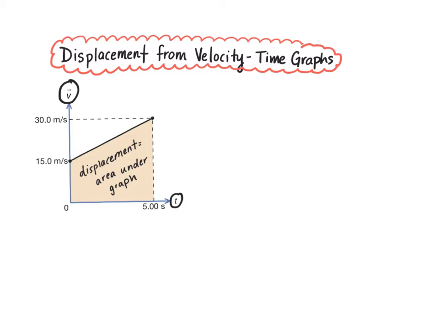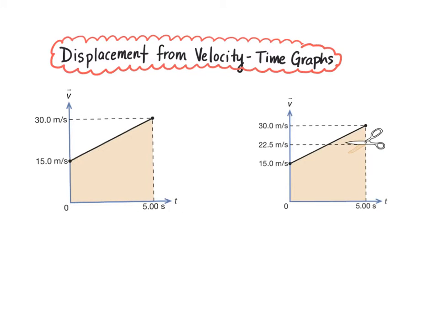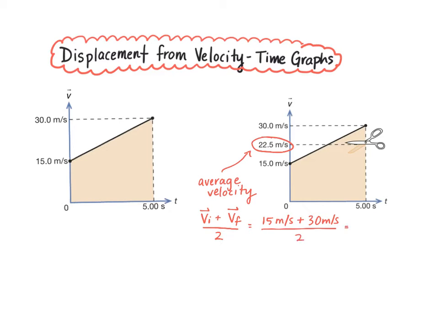How we're going to do that is we are going to find the average velocity. The average velocity, shown here at 22.5 meters per second, is the average velocity that our object is traveling. This is determined by adding the initial velocity and the final velocity, and then dividing by 2, because we're looking at two different velocities. So in this case, we would have 15 meters per second plus 30 meters per second divided by 2, and that gives us 22.5 meters per second.